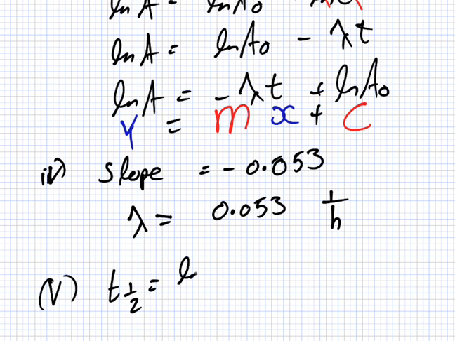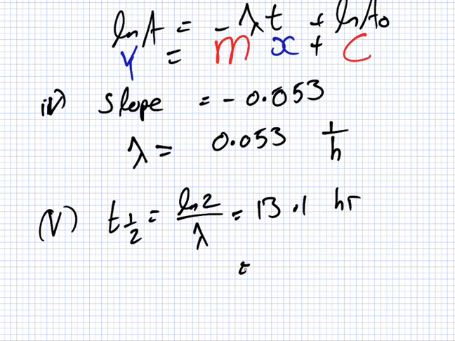It's log 2 over lambda, isn't it? So that would be log 2 divided by 0.053. So that is 13.1 hours, or if you want it in seconds, 47,082 seconds, if you want it in seconds.